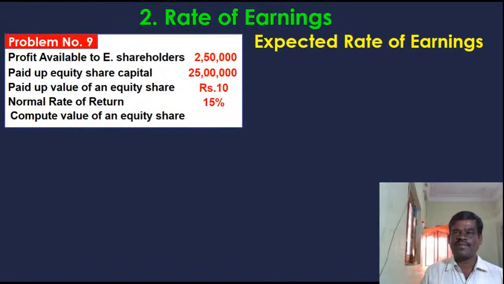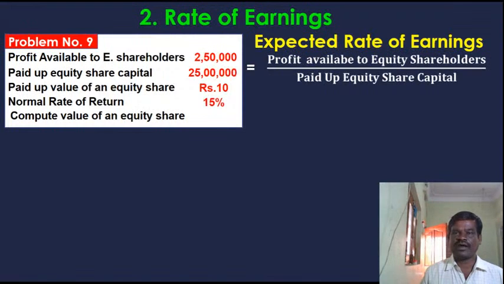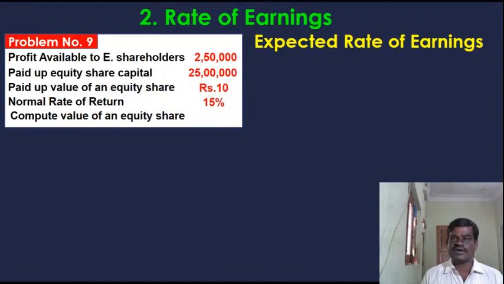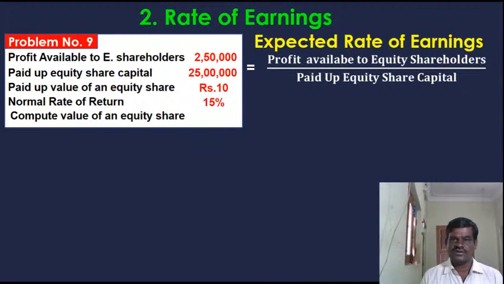The expected rate of earnings. What is the formula? Profit available to equity shareholders divided by paid up equity share capital. To calculate the value of a share on the basis of the expected rate of earnings, the formula is the profit available to equity shareholders divided by paid up equity share capital.